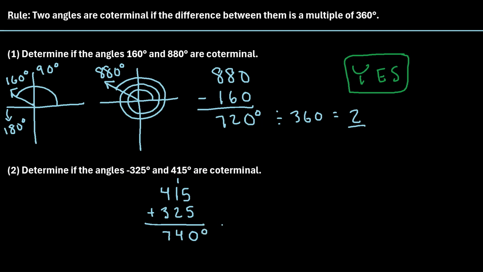So is this a multiple of 360? Well, if we divide it by 360, if you put that into a calculator, you get about 2.0555 and on and on and on. So we find that 740 degrees is not a multiple of 360 degrees. So in other words, these two angles are not coterminal. Because remember, this number is not an integer, so we'll say no for this one. So those were just a couple quick examples of how to determine if two angles are coterminal.